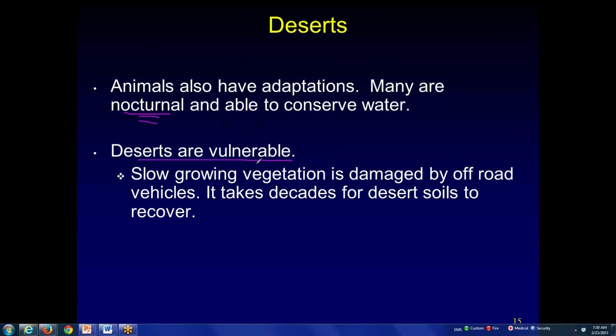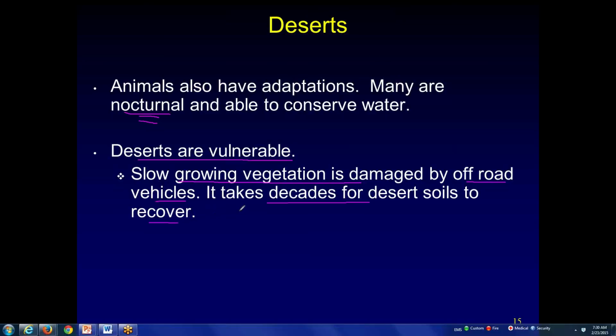Deserts are very vulnerable because the vegetation grows very slowly, right? If you don't have a lot of moisture, you don't have a lot of rain, you have very slow growing vegetation, and that is damaged by off-road vehicles. It can take decades for desert soils to recover.